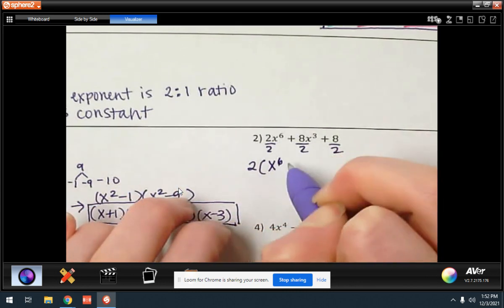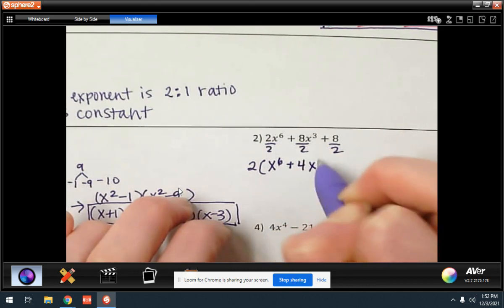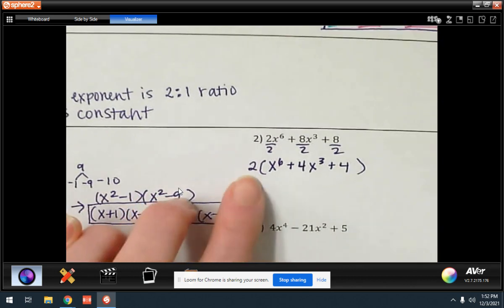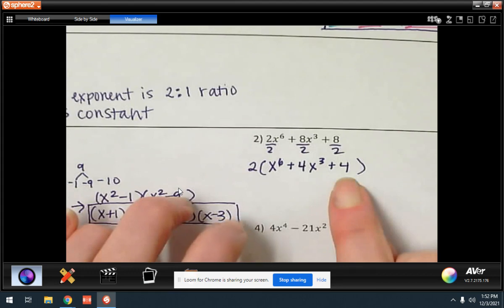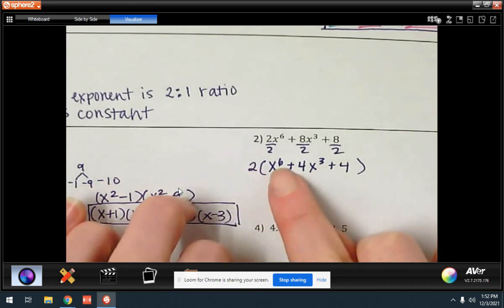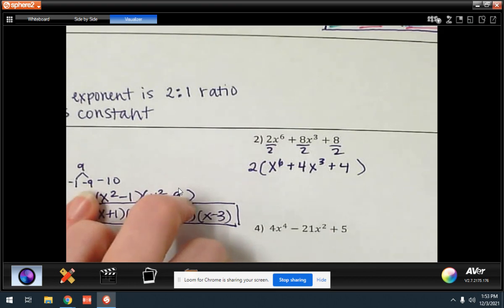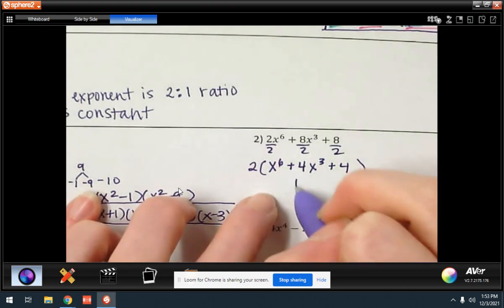Okay, so factor out that numerical GCF. That leaves x to the 6 plus 4x to the 3rd plus 4. We're going to ignore the 2 for now, but don't forget about him for the final answer. All right, and so here we've got 3 terms. Last term is constant. First term has an exponent that is twice as much as the second. That screams u substitution. So what do I want to define u to be this time?